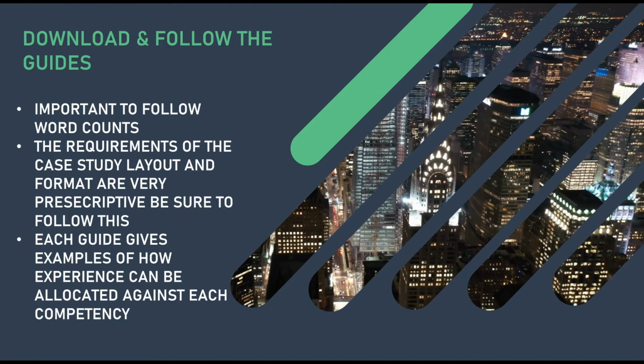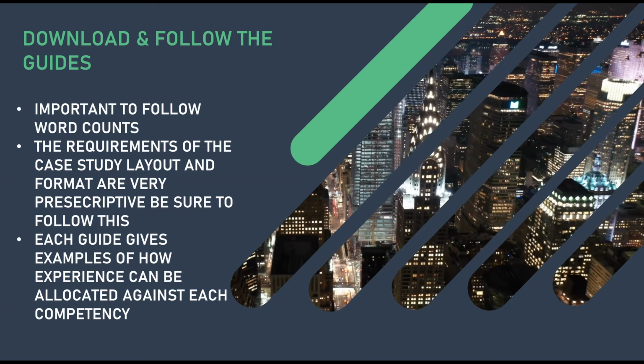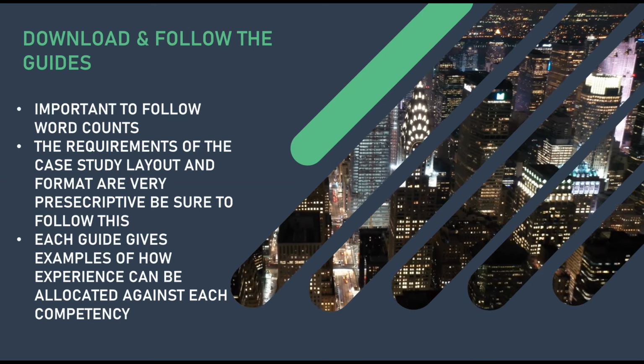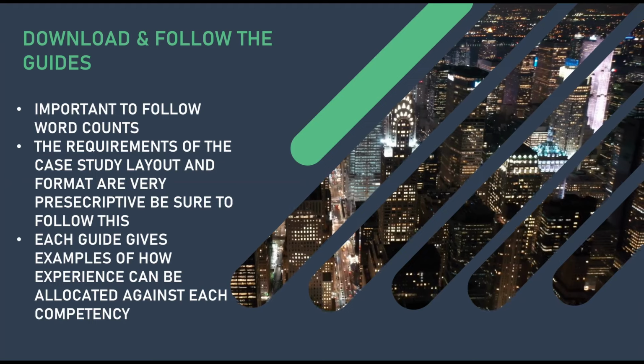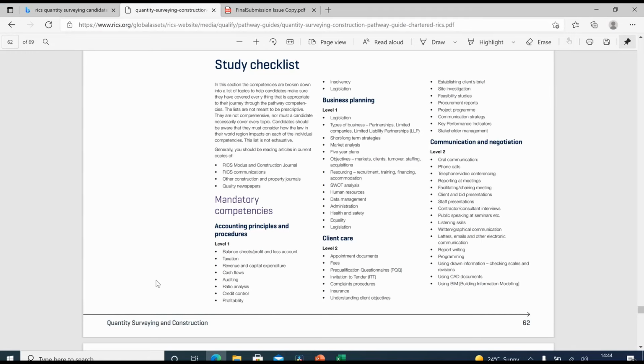The pathway guides do also clearly detail how to achieve each of the all-important competencies, and the guides again are very prescriptive with what experience you can allocate into each competency. As we can see within the back of the quantity surveying guide, this contains a checklist of the examples of experience that fall into each competency and how these can be achieved. So again, it's very important to download a copy of the pathway guide that you're working towards and being very careful to allocate your experience into each competency appropriately. Again, if it's a case that you're really struggling with how to allocate your experience and how to achieve each of the competencies, I did do a separate video on this, which I'd really recommend watching.